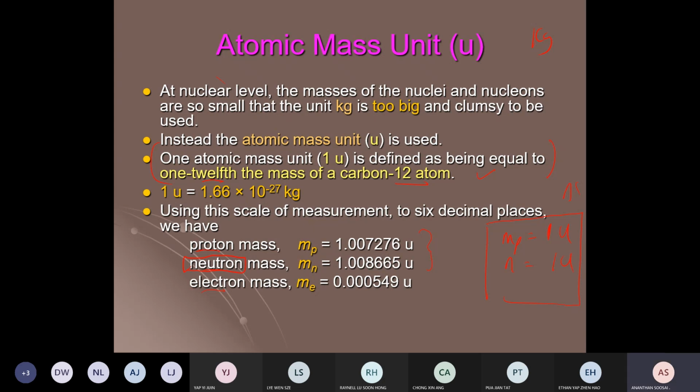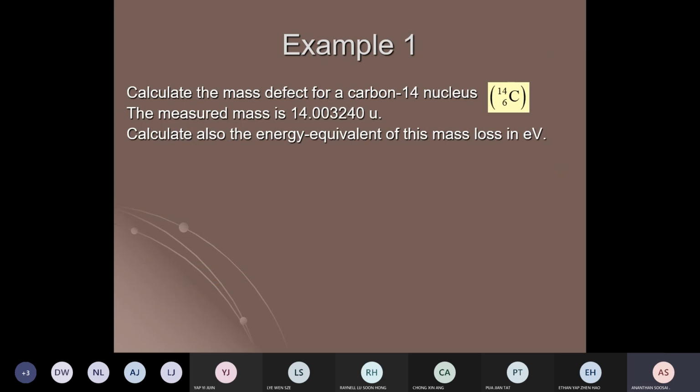For example, let's go through one example. You see this question here? Calculate the mass defect for carbon 14. The measured mass of the carbon 14 nucleus is found to be 14.003240 U. This is the mass of the nucleus after it is formed. So calculate the mass defect first.